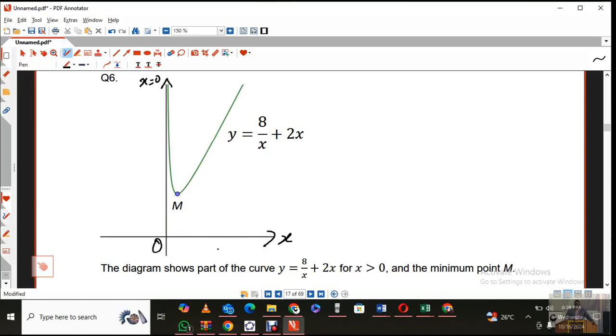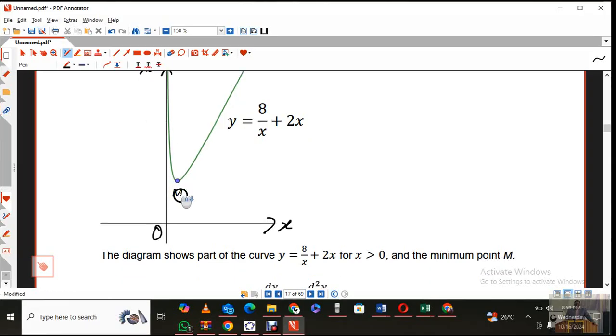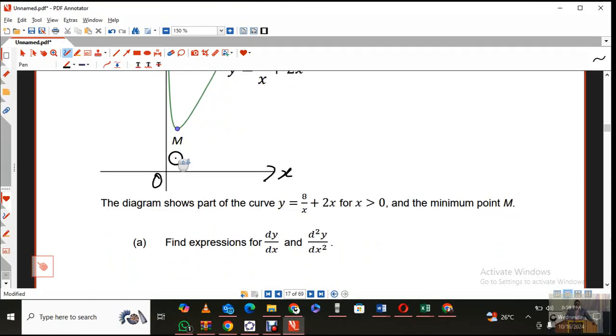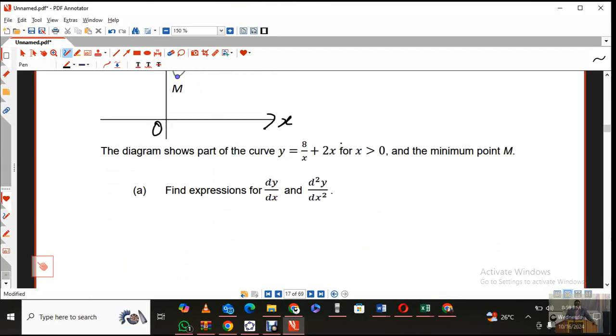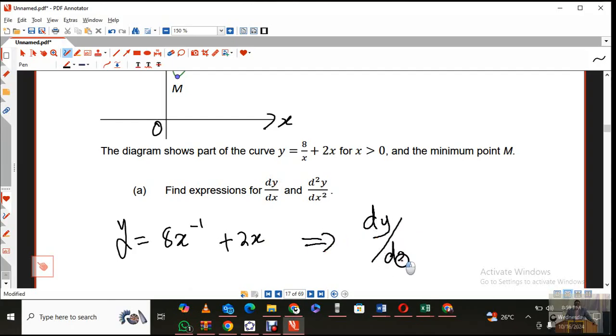They say the minimum, which you can see is the lowest point of the graph, is represented by the letter M. Find dy/dx, and then d2y/dx squared. The first derivative is dy/dx. Our curve is y equals 8x raised to the power of negative 1 plus 2x. I'm going to write it this way, which helps me find dy/dx much more easily.